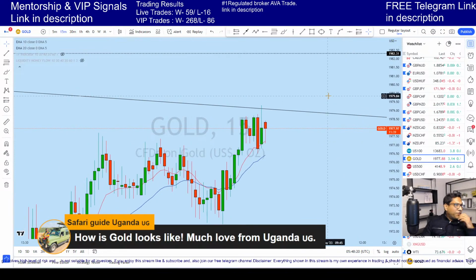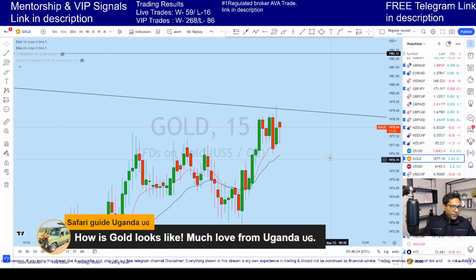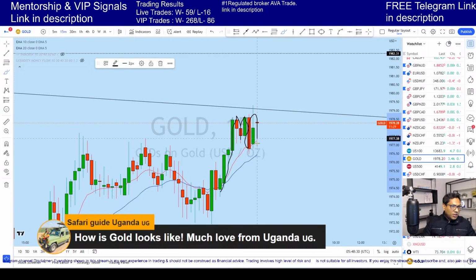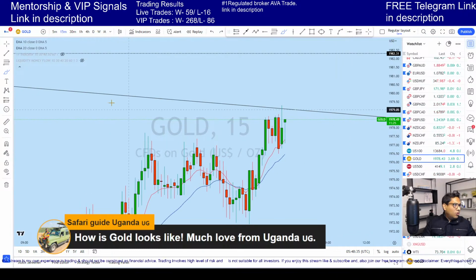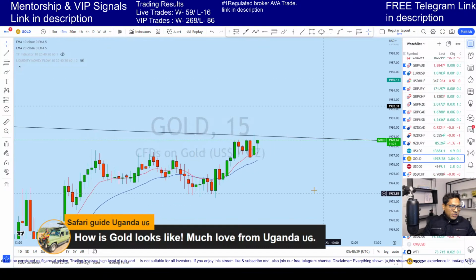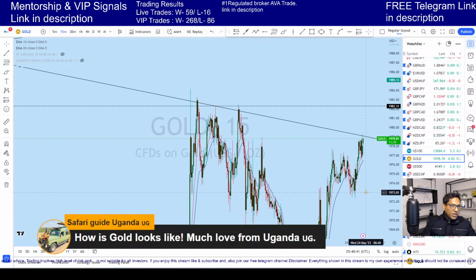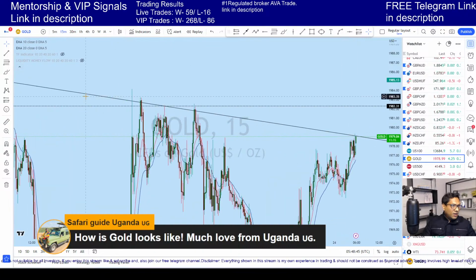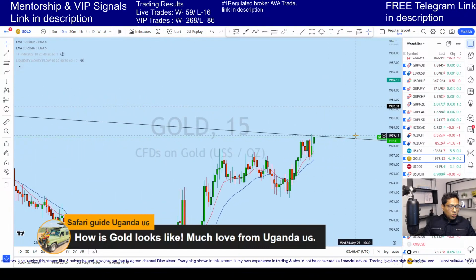Okay, so this is the 15 minutes chart on gold, and what do we see on the 15 minutes? There is already an impulse here, and the price formed this structure in that area. And what I see on gold is that the price is slowly turning to a local bullish, and with that bullish move, this is the long-term resistance also.